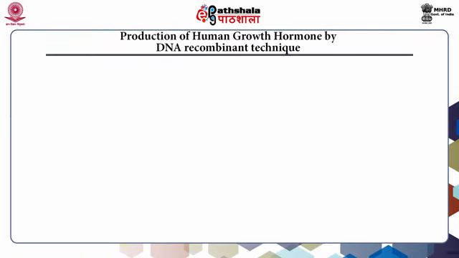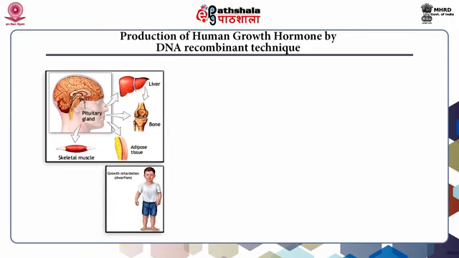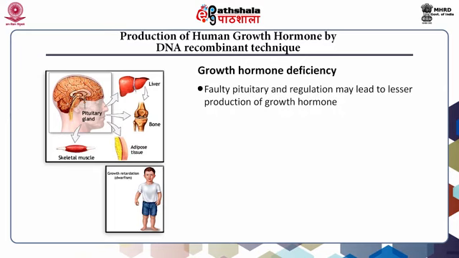Production of human growth hormone by DNA recombinant technique. Growth hormone deficiency is caused by faulty pituitary regulation and may lead to lesser production of growth hormone. It leads to short stature or dwarfism.